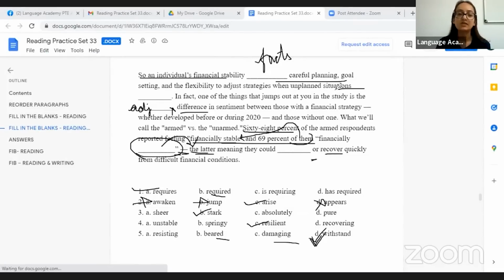The second one, situations arise in front of us. Stark difference is a collocation, which means a very, very clear, very obvious difference. And some people were financially stable, and out of them, some were financially resilient. They have written the meaning, which means they could recover quickly. They can come back, they can overcome. And the first form of verb between or, recover, and withstand is the only first form of verb given to us. So even if we don't know the meaning, you should be going with that. Sheer is more used when you want to say a powerful feeling towards something.